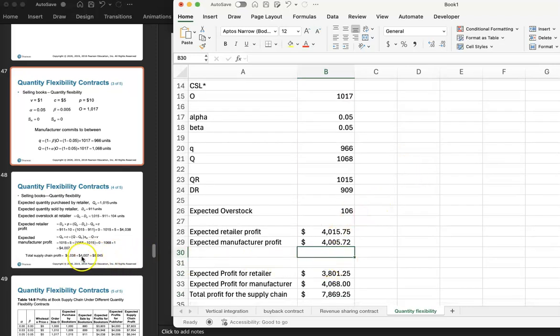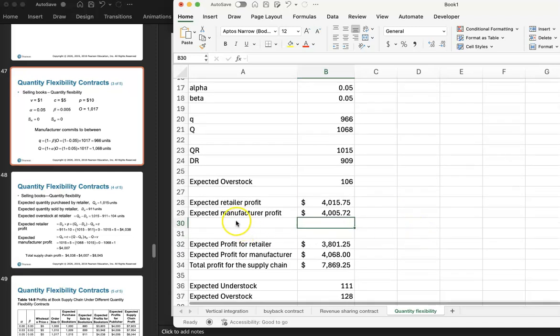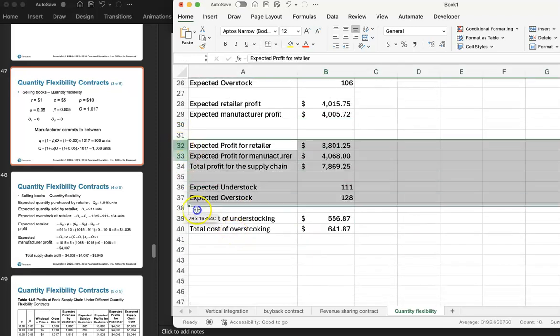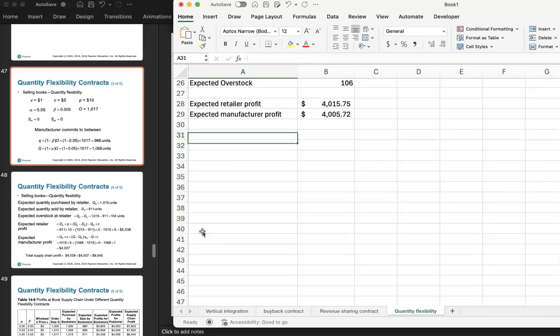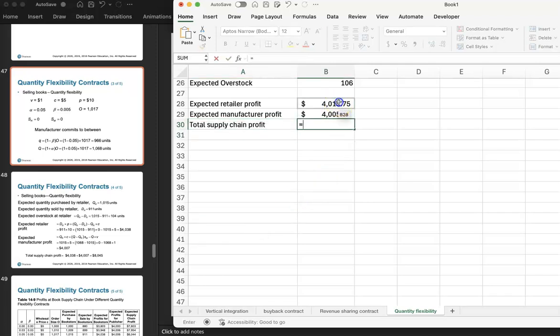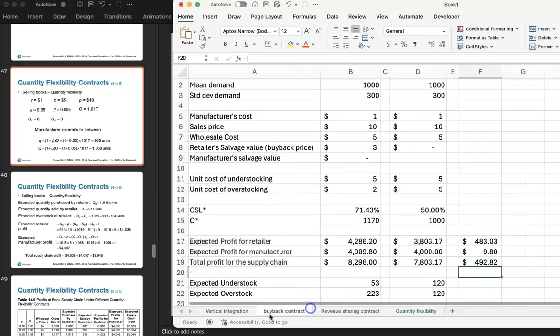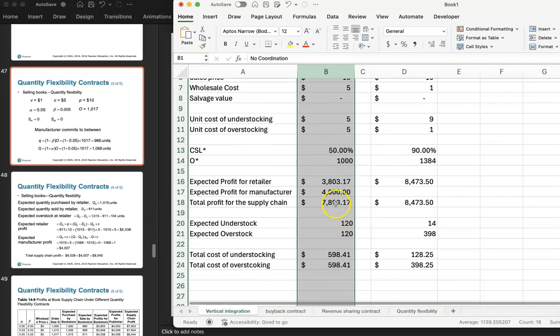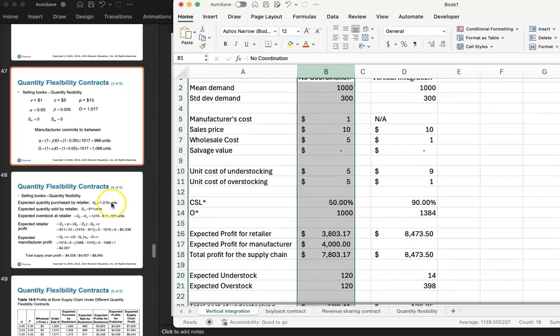Again, it's slightly different. They got 4,007, I got 4,005. So total profit, the total supply chain profit, is the sum of these two numbers. 8,021, right? So again, 8,021 is definitely more than what you saw with no coordination. Definitely less than vertical integration, but definitely making more money, right?